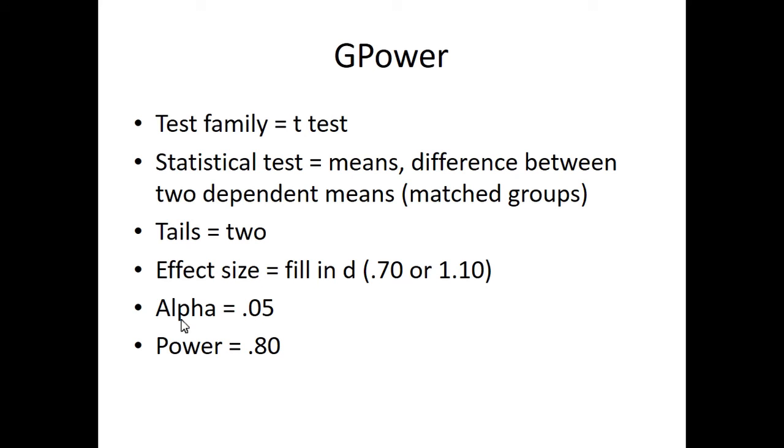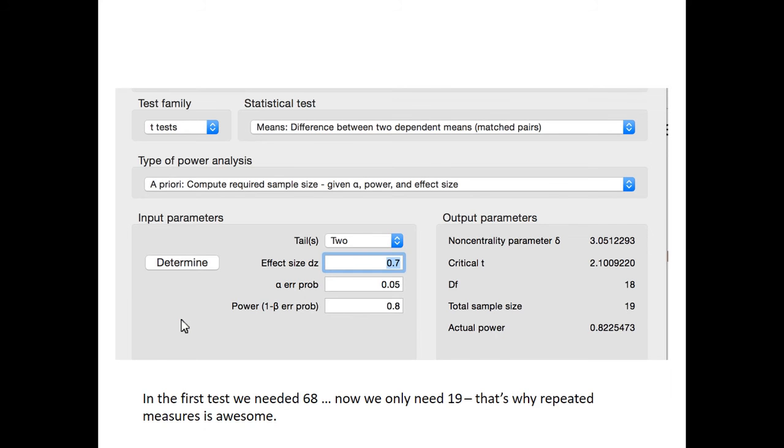So matched groups. And I think on the next slide I filled in 0.7. And I got that I actually needed 19 people. If you fill in 1.10, it gets even smaller. But for independent t, we need 68, so 34 in each group. For dependent t, we only need the 19, and that's power.